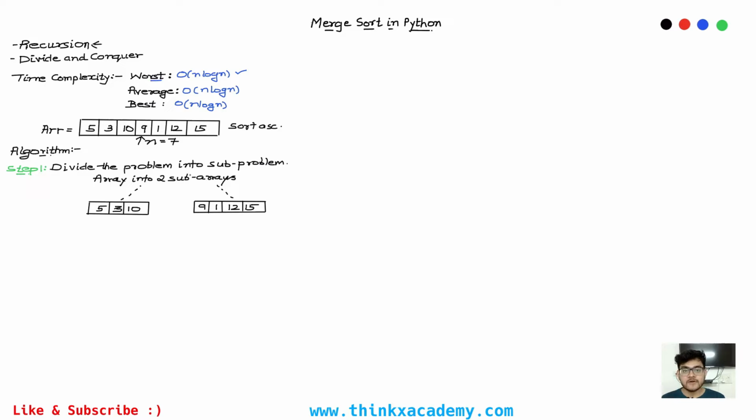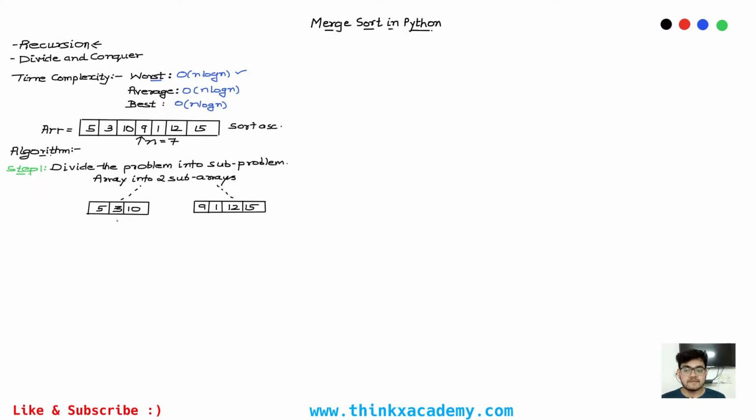After you divide the problem into sub problems, the initial problem should remain the same, right? You can see here that after division I've obtained these two arrays, and these two arrays are also unsorted arrays, so I also need to sort these two arrays, right? So the problem remains the same.